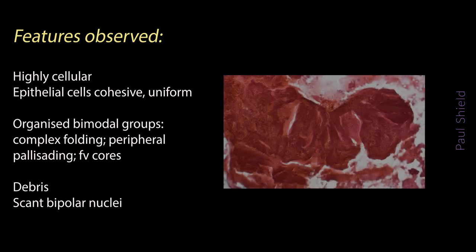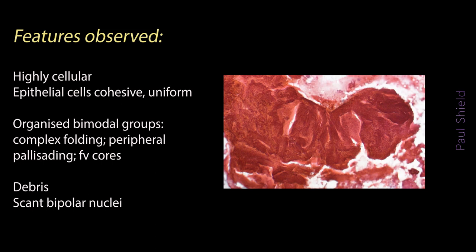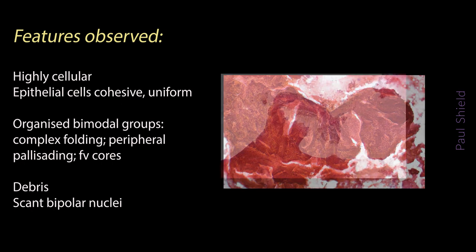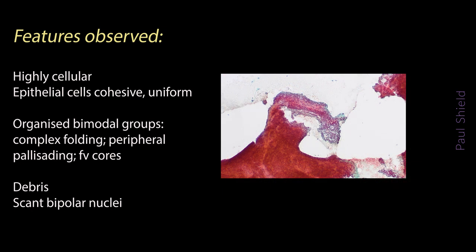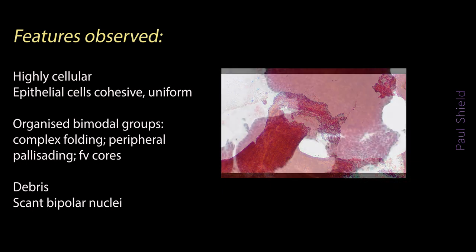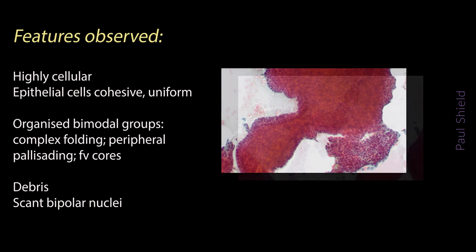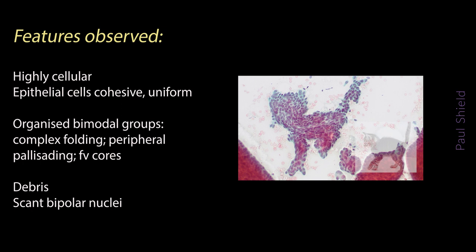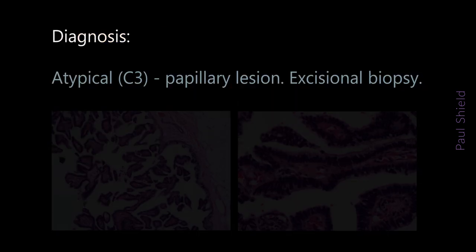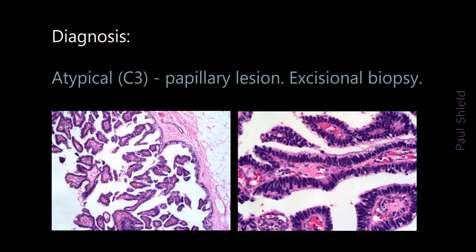Some of the cell areas, particularly that I showed you towards the end, showed really complex folding of the groups and some fibrovascular cores. There was epithelial palisading along the edges of the groups, showing a sort of darker outline to those groups. One of them even looked like a kitten, I thought. So this looked like pretty classic papillary lesion. It was reported as a category 3 atypical, consistent with a papillary lesion, and excisional biopsy was recommended.